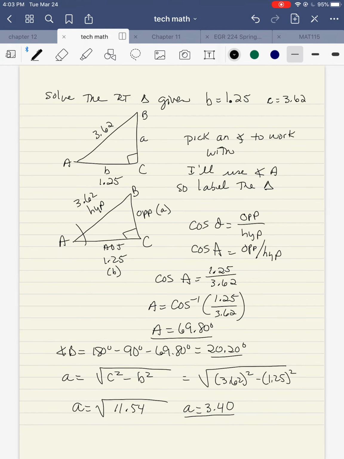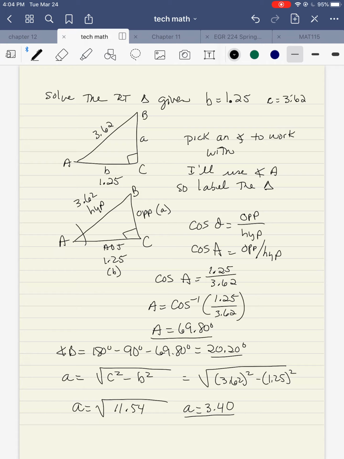Let's try another one. Solve the right triangle given little b is 1.25 and little c is 3.62. This time they don't give me an angle to work with, but I still label my triangle. I put in the numbers I know, and now I'm going to randomly pick an angle that I want to work with. So I want to work with angle A, so I'm going to label the triangle according to angle A. So that's what I did in the second picture. Labeling my angle A, I have the adjacent side, which is side B, and I know that number is 1.25. I have the hypotenuse is 3.62, that's my side C, and my opposite side, which is side A.